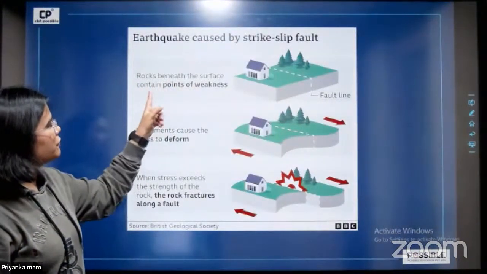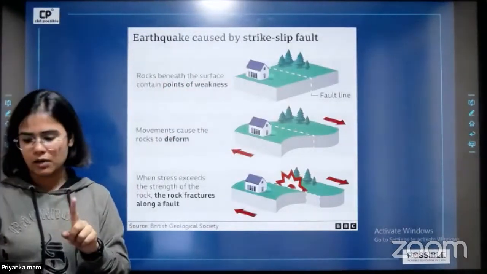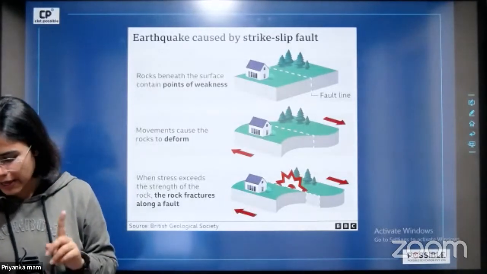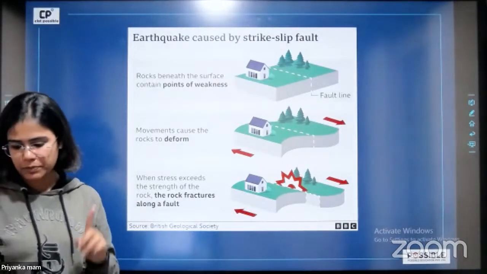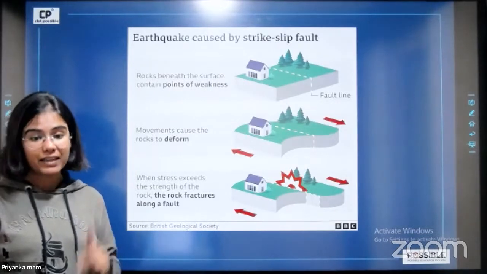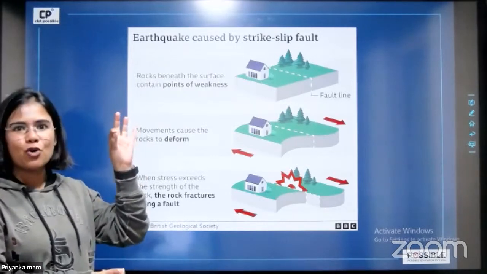Rocks beneath the surface contain points of weakness. And when I say weakness, what are you going to think about? You're going to think about the fault line. So epicenter faces the maximum destruction, right? Most definitely, absolutely, because that is where the energy is. That is the closest point to the focus, right?